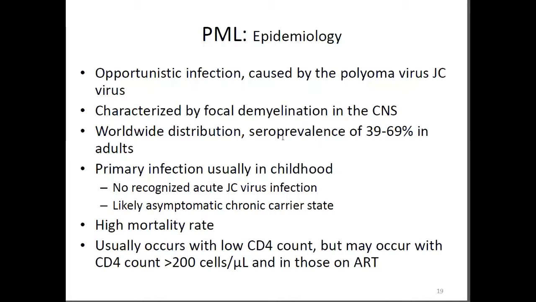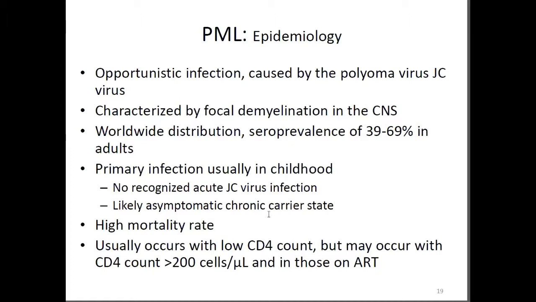Next topic is PML, progressive multifocal leukoencephalopathy. It is an opportunistic infection caused by a polyomavirus called JC virus. It is characterized by focal demyelination of the central nervous system. The virus distribution is worldwide. Seroprevalence rate ranges from 39% to 69% in adults. Most of us already have the infection during childhood, but it's not recognized, usually just a virus infection and likely asymptomatic, a chronic carrier state.